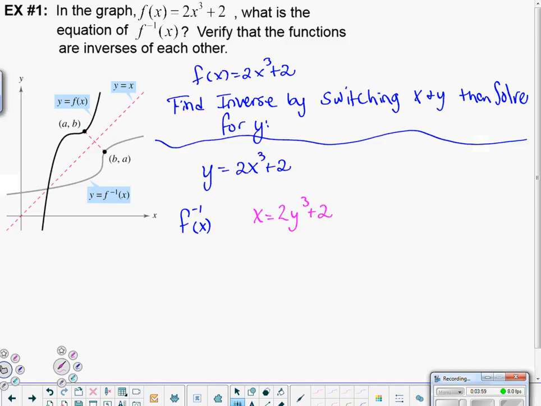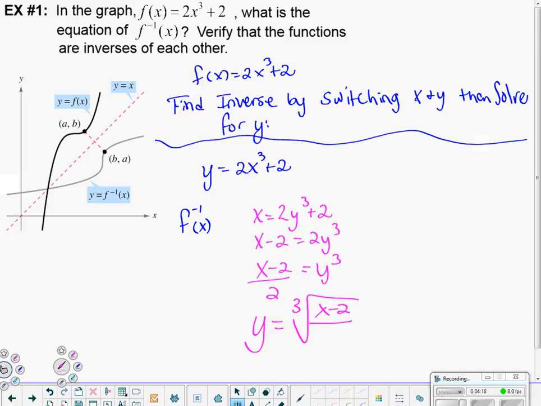Okay, continuing on with this, we're going to keep solving for y. And let's see, we get x minus 2 equals 2y cubed, divide by 2. And we get x minus 2 over 2. Take the cube root, y would be equal to the cube root of x minus 2 over 2. Now that is our inverse function. So I'm going to go ahead and rewrite this. Where this was f of x, this is f inverse of x. It turns out to be the cube root of x minus 2 divided by 2.